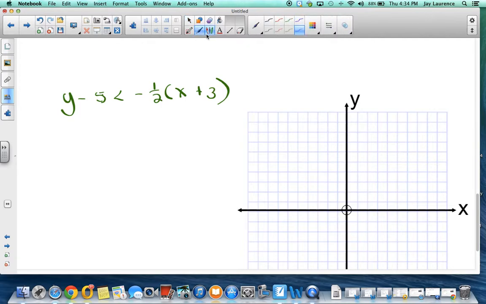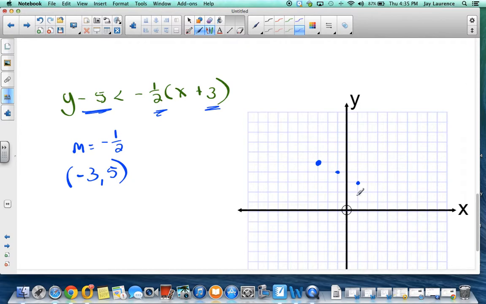All right, we're in point-slope form now. How do I know it's point-slope form? Because I know a point, and I know the slope. The slope is -1/2. The point is going to be -3, 5. Remember, I changed the sign here for the x-coordinate. I changed the sign for the y-coordinate. So I'm going to plot the point -3, 5. 1, 2, 3, 1, 2, 3, 4, 5. Okay. And my slope is -1/2, so I'm going to go down 1, run 2, down 1, run 2.